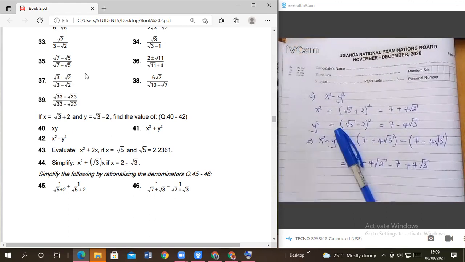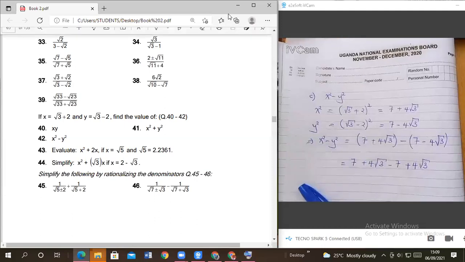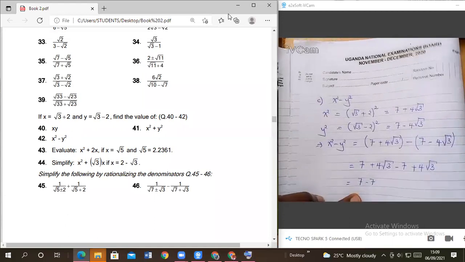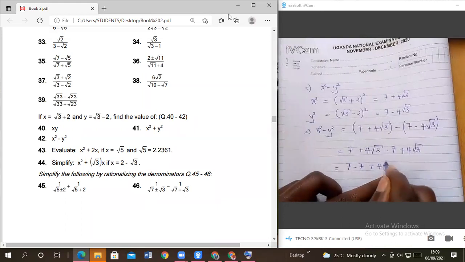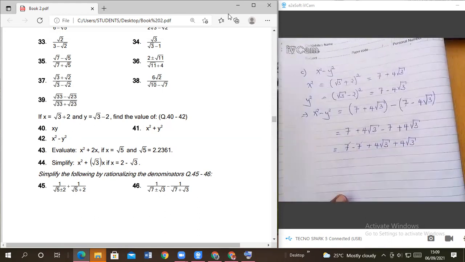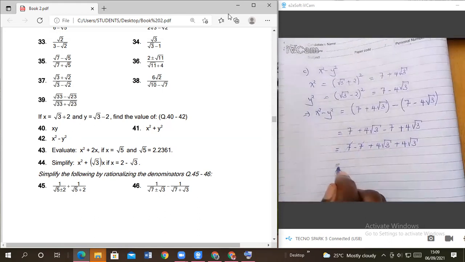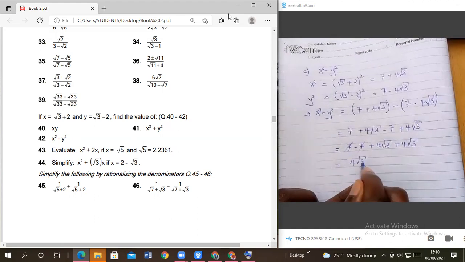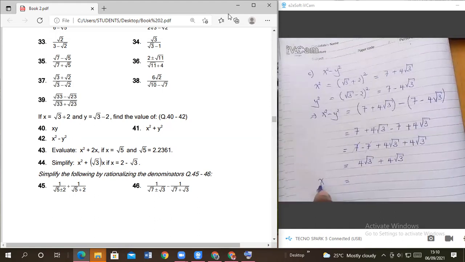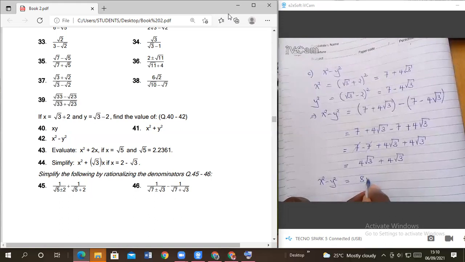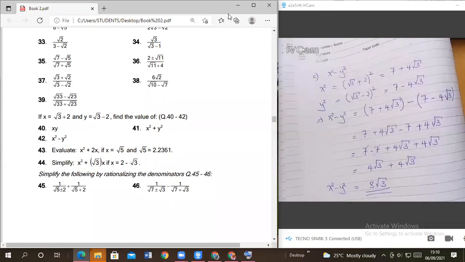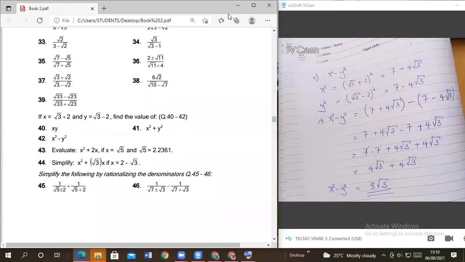Are you with me? Yes, teacher. Okay. Collect the terms. We shall have 7 minus 7, plus 4 root of 3 plus 4 root of 3. You see that 7 and 7 will die off, not so? Then we remain with 4 root of 3 plus 4 root of 3. What do we get? 8 root of 3. Excellent. 8 root of 3. Are we together, members?